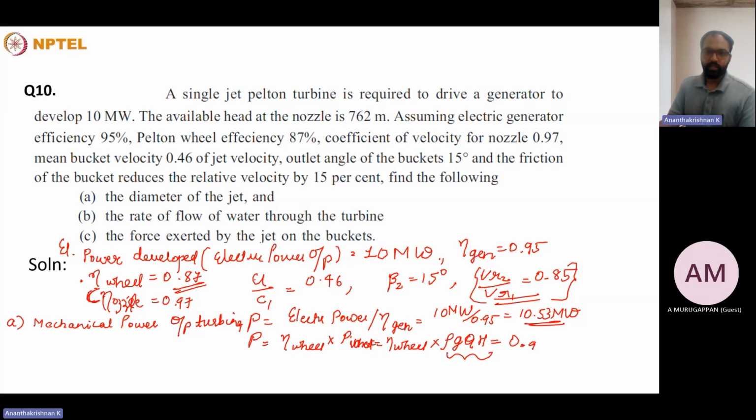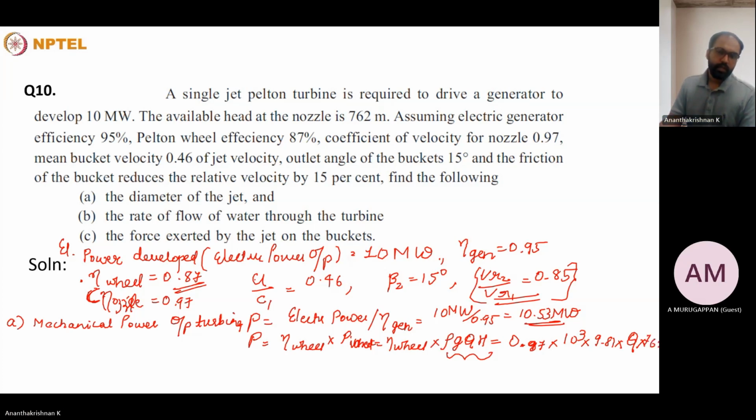This Pelton wheel efficiency is 87%. Rho is 10Q, and the value of Q we do not know. H is the height available, that is the head available.